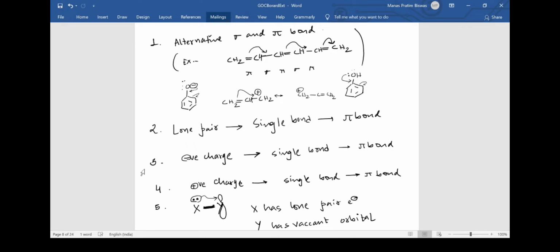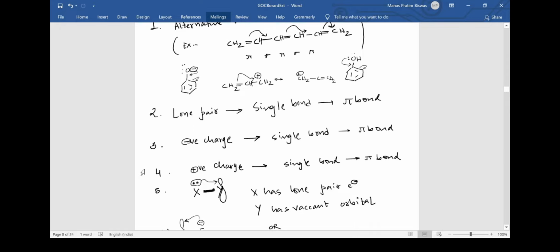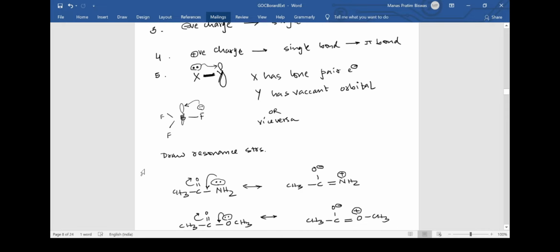It might be sounding very boring, but once you understand the very basic things about resonance and you can do questions on resonance, then I can assure you that you can solve most of the questions that come from the reactions easily.